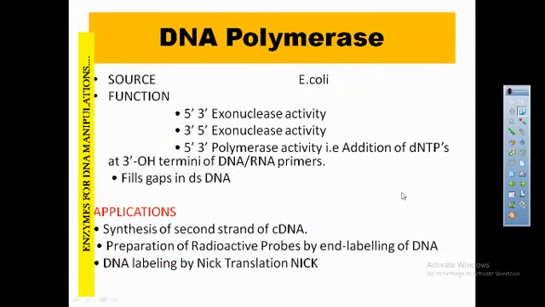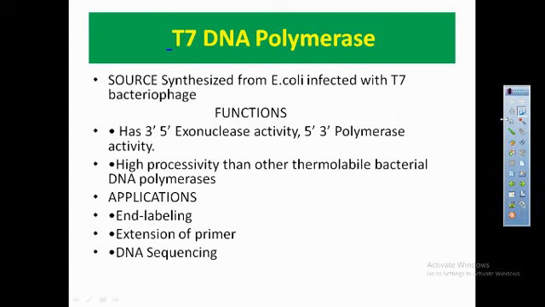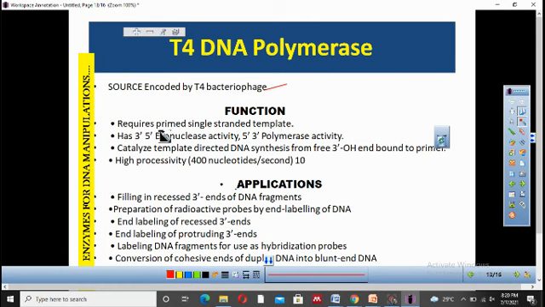After that, there is another enzyme called the T4 DNA polymerase. It is isolated from the bacteriophage, and its function again requires a primed single-stranded template. It means that if the template is single stranded, then it can synthesize the new strand. It also has 3' to 5' exonuclease activity and 5' to 3' polymerase activity, similar to the Klenow fragment.